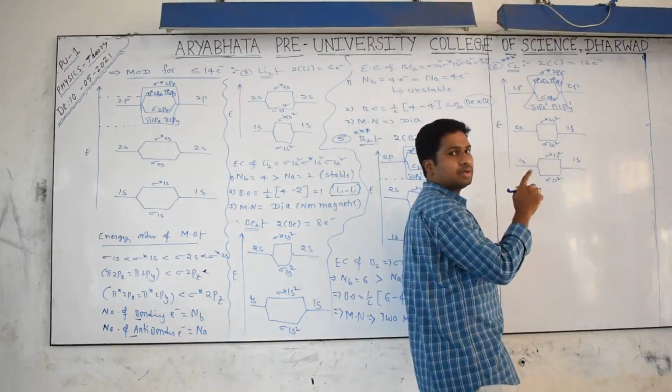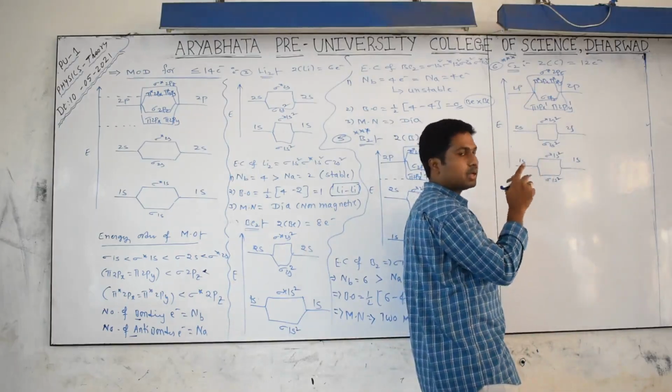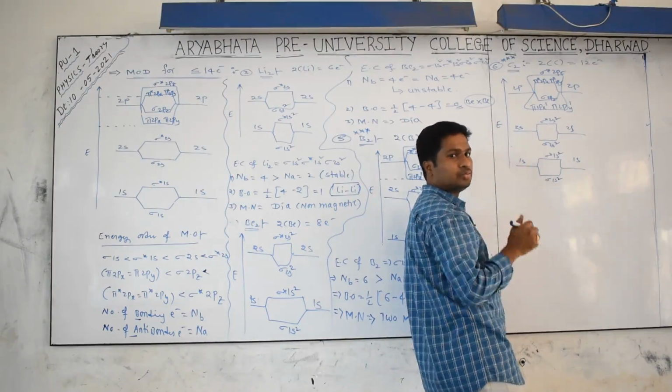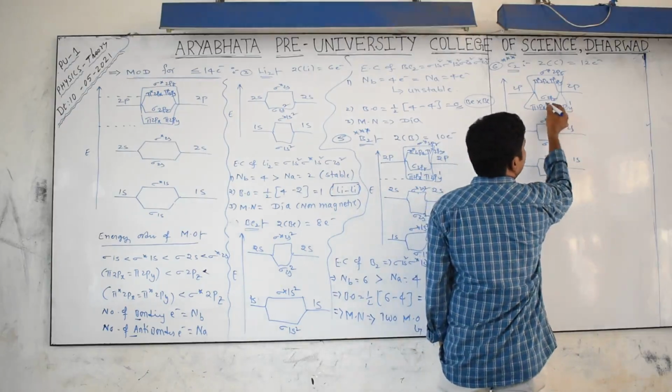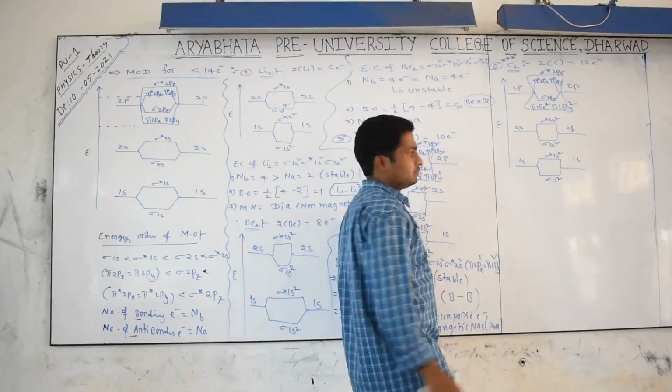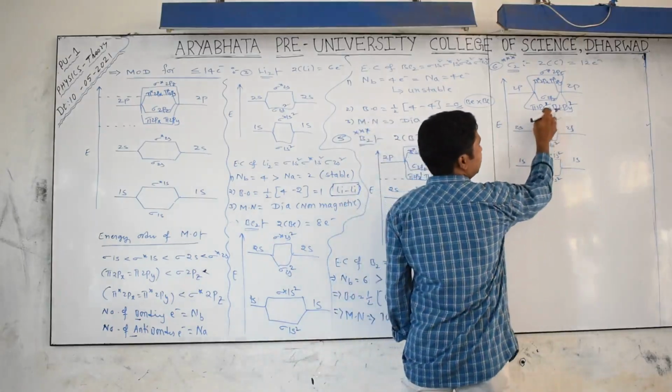Because these are degenerate. First one electron is given, and pairing has to take place only after completion of the electrons in 2px and 2py, and then only going into 2pz. That's why it is 10, then 11 and 12. 4, 6, 8, 10, 12.